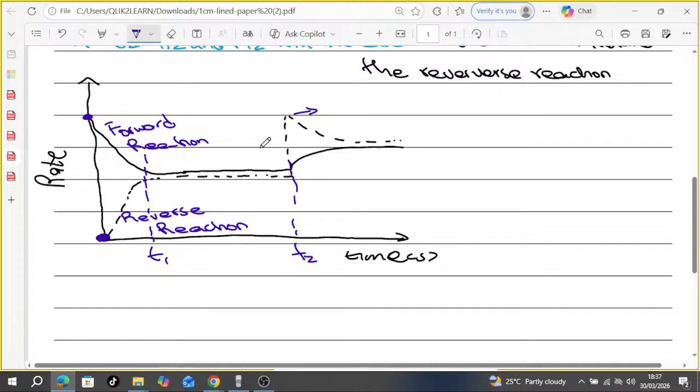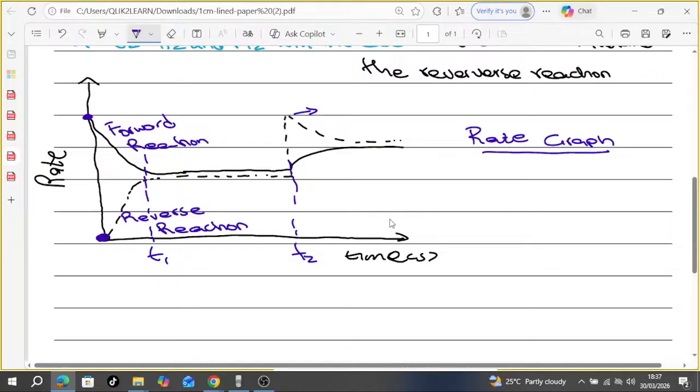Yes, I can see. Okay, so let's take this step by step. Here we're going to analyze the rate graph. When we look at this graph, we can see that at T1, the rate of the forward and the reverse reaction are equal, and the system reaches equilibrium for the first time.